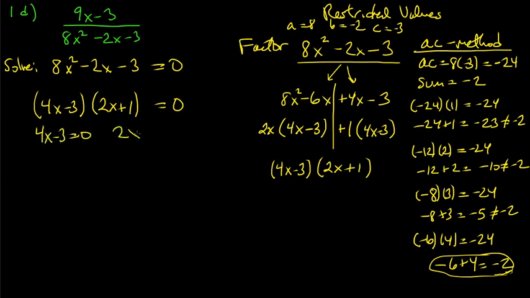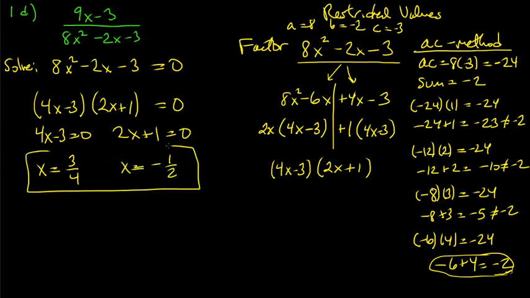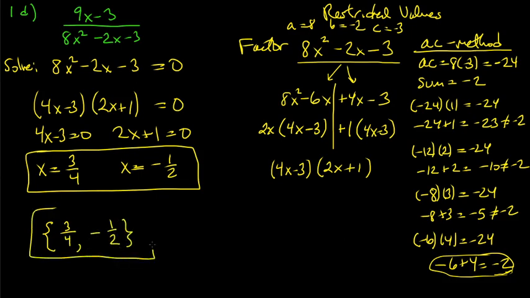So the only thing left to do is to solve these two linear equations. And you can do that in your sleep, right? You get 3 over 4 and negative 1/2. So again, those are the two restricted values here. You can write it as a set. I think Connect Math prefers it as a set: 3/4 and negative 1/2. So again, two restricted values for part D. Okay, so that's restricted values. I hope that's okay.